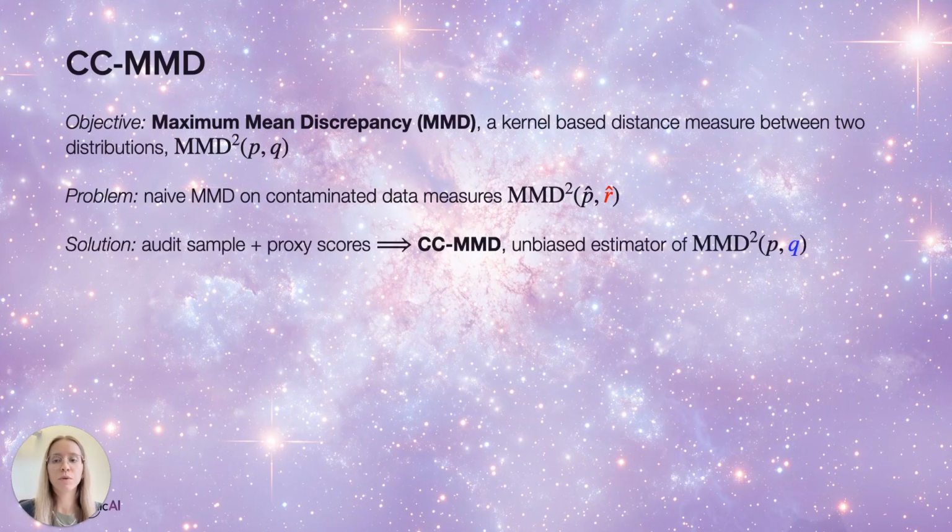So the solution we propose is what we call CCMMD. CCMMD is an unbiased estimator of MMD. By including audit labels and proxy scores in the calculation, CCMMD actually measures the distance between clean and target data.